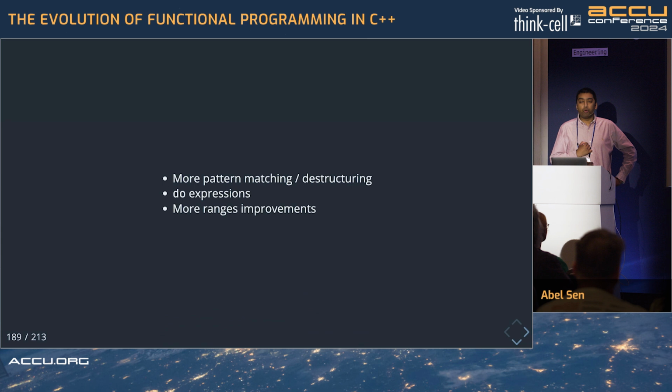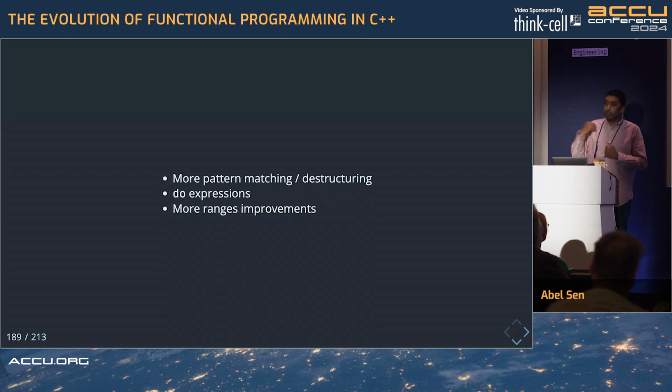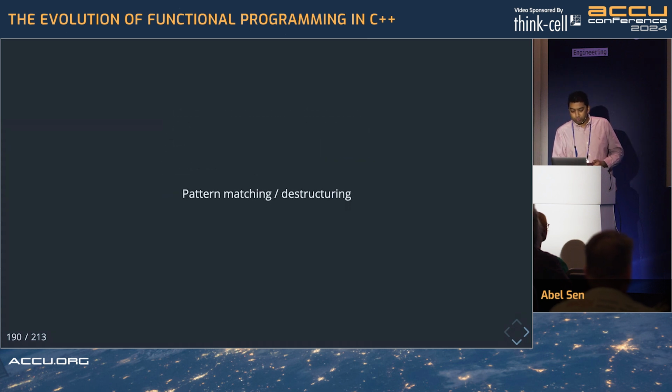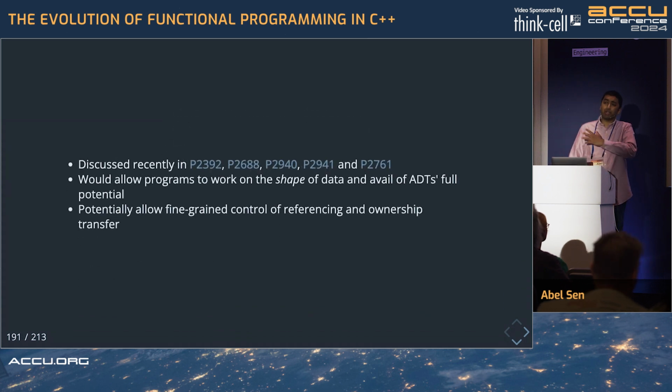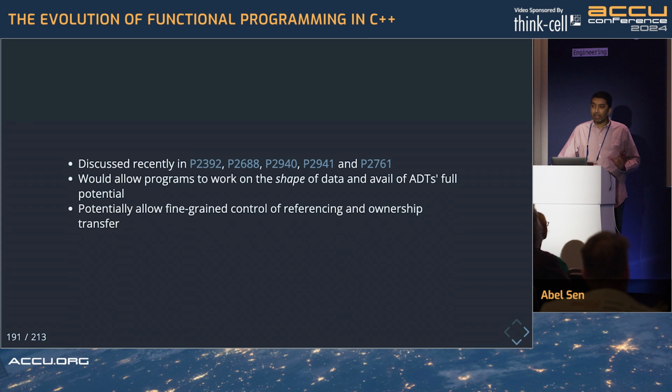The things I'm looking forward to most based on my research are essentially more pattern matching and destructuring, do expressions, and additional helpers of the range view library. As far as pattern matching and destructuring, this has been described by various papers. I can't admit to having read all of them. I know that there's the famous is-as paper by Herb Sutter. So basically any instantiation of this idea in a future C++ would allow us to work on the shape of data as algebraic data types to really avail of their full potential.